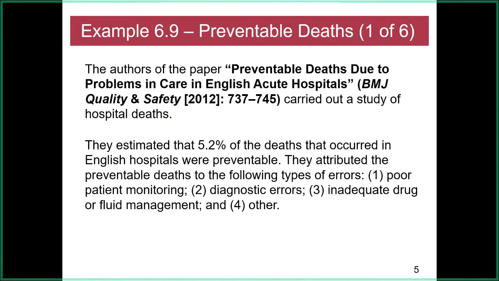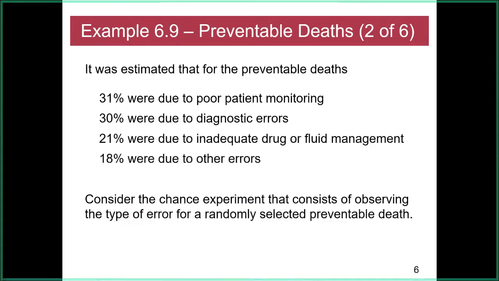The authors of the paper, Preventable Deaths Due to Problems in Care in Acute Hospitals, carried out a study in hospital deaths. They estimated 5.2% of deaths occurring in hospitals were preventable. They attributed those preventable deaths to poor patient monitoring, diagnostic errors, inadequate drug or fluid management, and other. 31% were due to poor patient monitoring, 30% were due to diagnostic errors, 21% were due to inadequate drug or fluid management, and 18% were due to other errors.